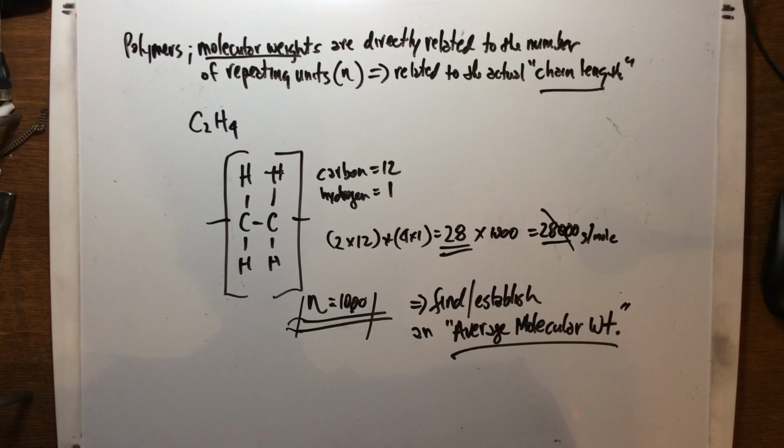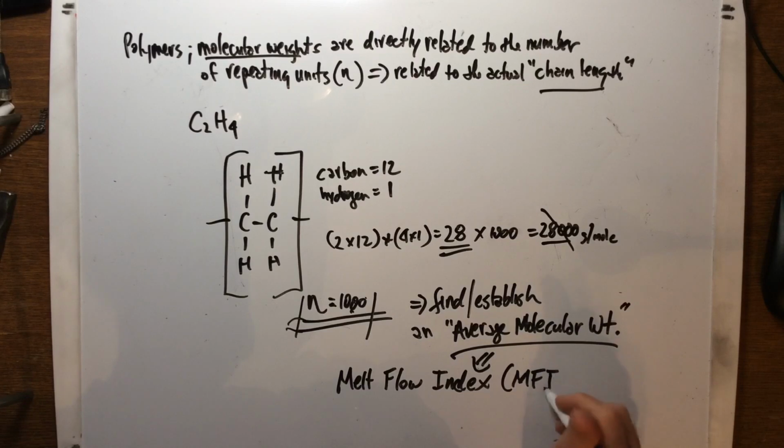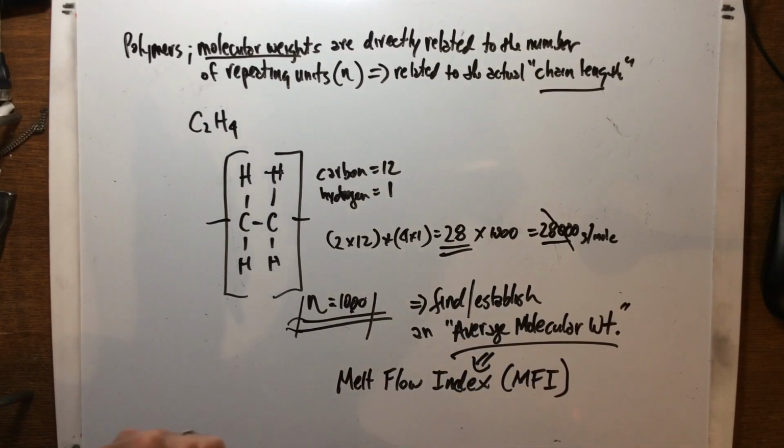That is done in a different process, and that process is going to utilize something we're going to refer to as the melt flow index, or the MFI for short. Now, I will explain what it is, but essentially what we do is we take a polymer, a solid polymer.